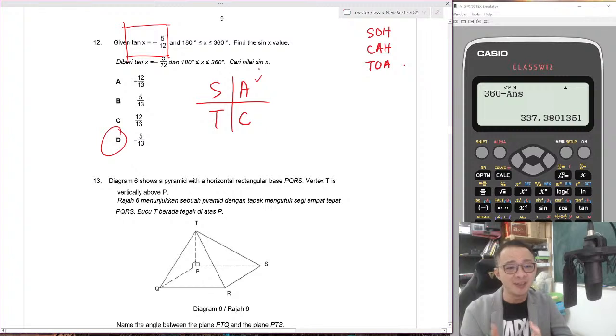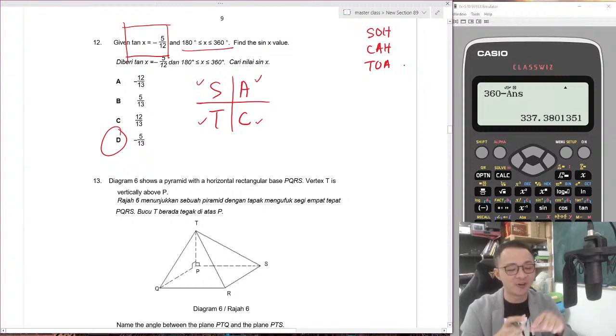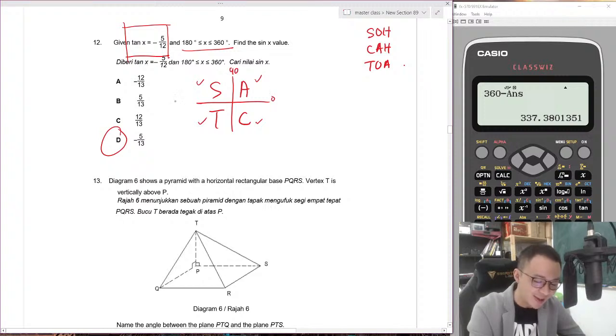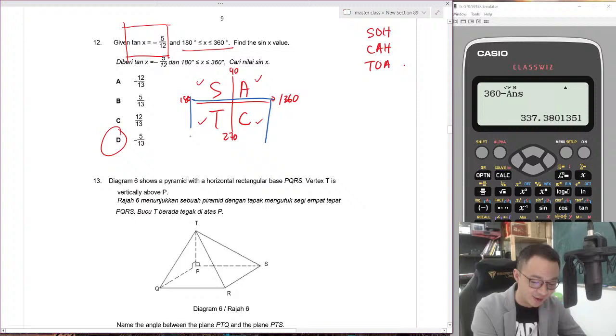all will get positive. Second quadrant, only sine will get positive. Third quadrant, only tangent will get positive. And last quadrant, only cos will get positive. But this question, they tell you x must fall in the third and fourth quadrant because it's between 180 to 360. Because this is 0 to 90, 90 to 180, and then 270 to 360. So if 180 and 360, that means the question is saying about last two quadrants.